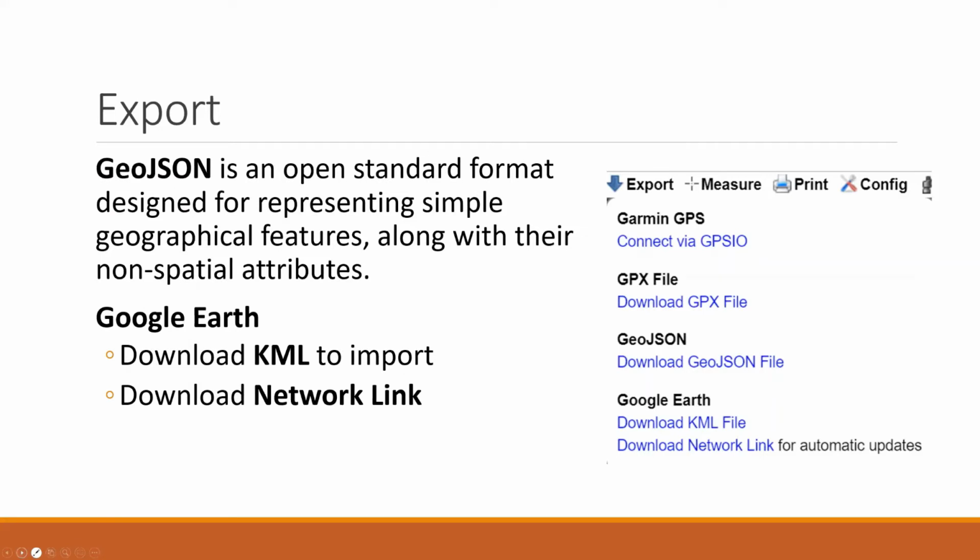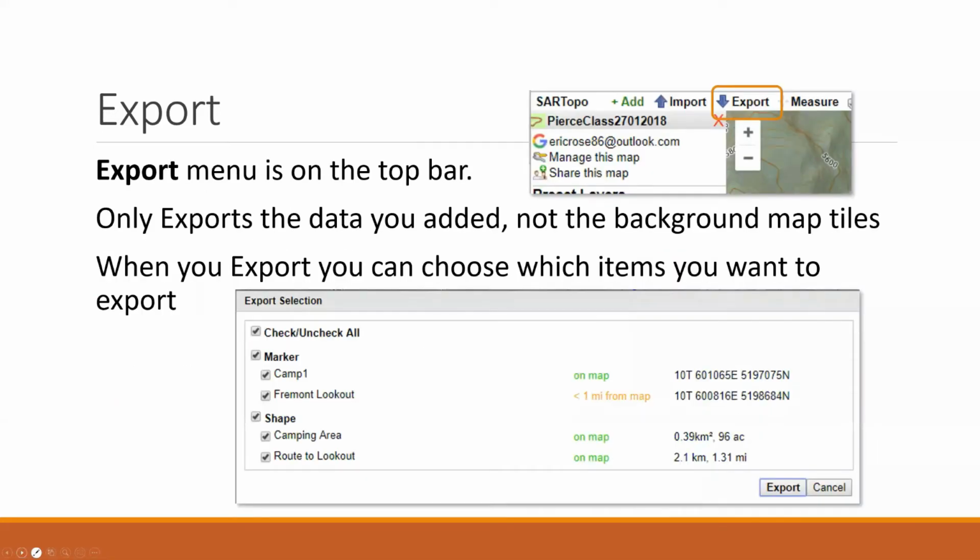So the JSON that we talked about before, that's this over here. It's basically when you're backing up the entire map. And we're not going to go into Google Earth because most people are not using Google Earth. So exporting. The export menu is up at top to the right of the import menu.